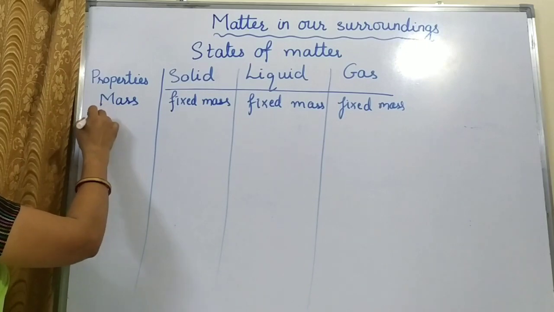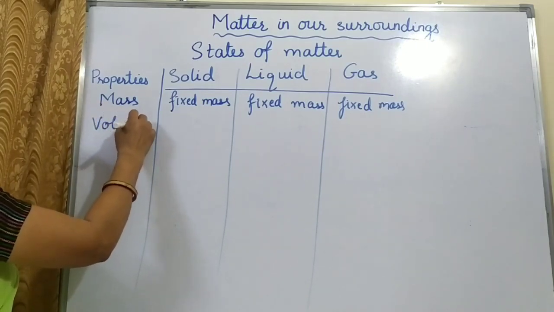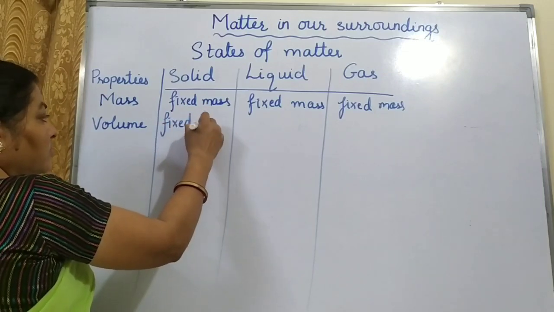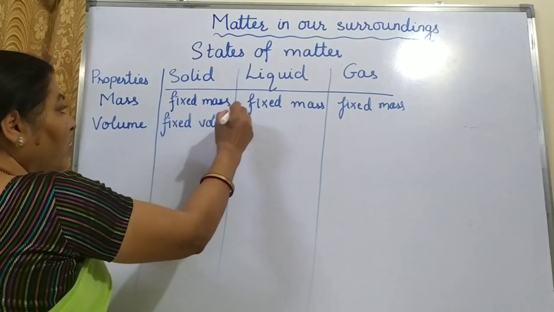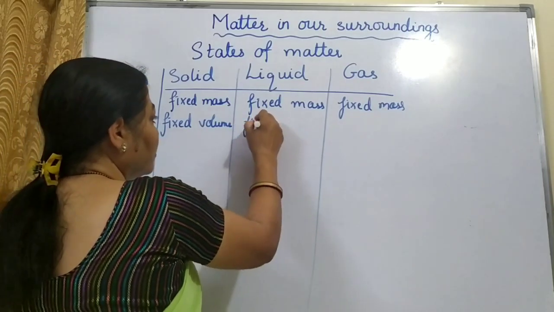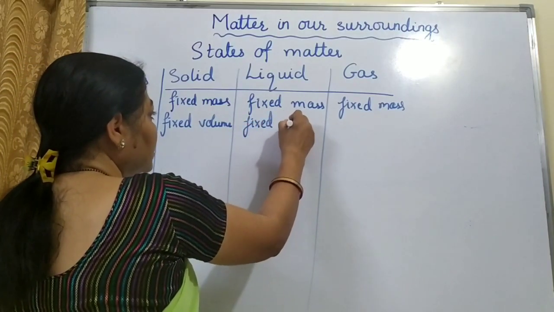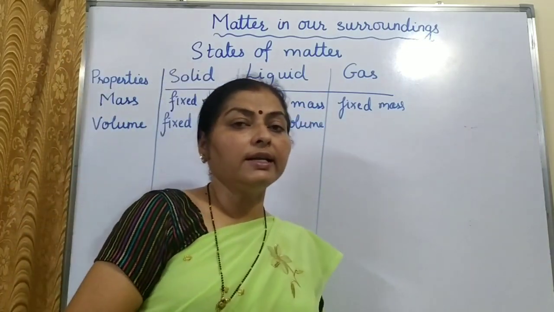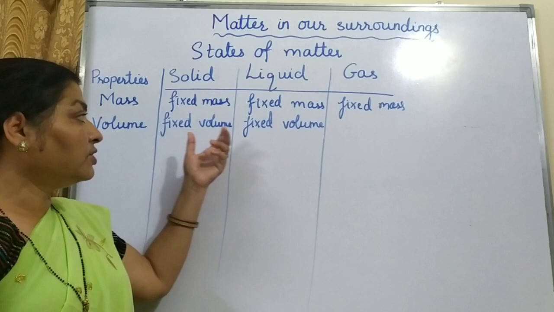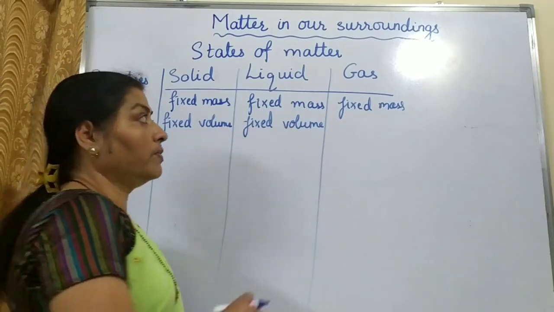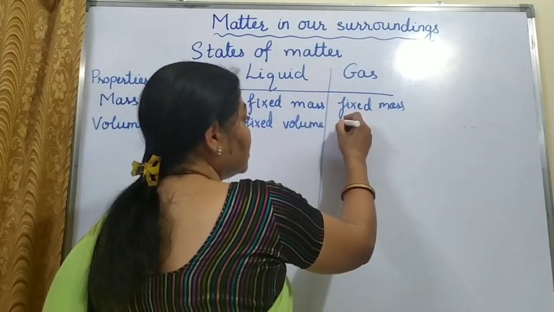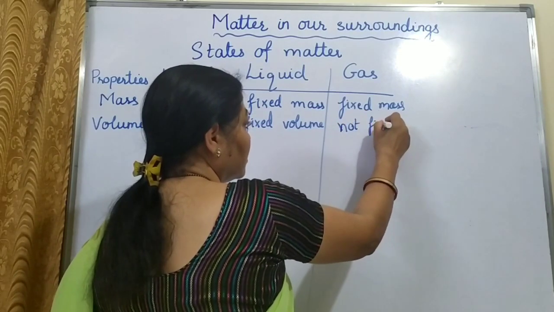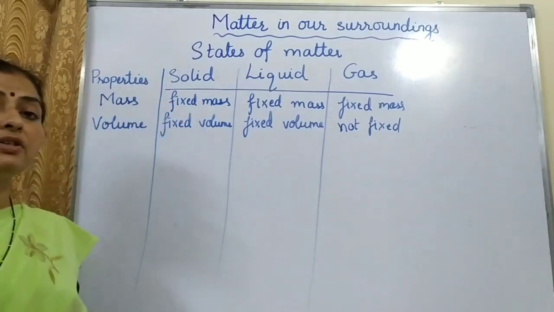Then the next one is volume. So solids have a fixed volume. The volume of solids can't change. And volume of liquid is also fixed. So liquids also have a fixed volume. We'll shortly see one activity which will show that liquids have a fixed volume. And then gas also, their volume is not fixed. So volume of a gas is not fixed.